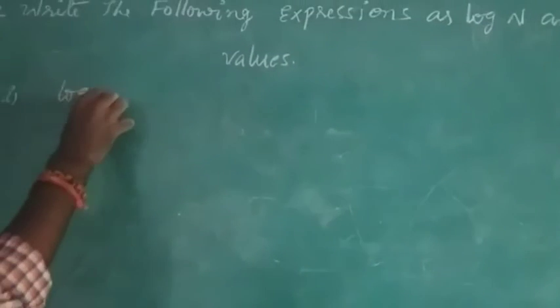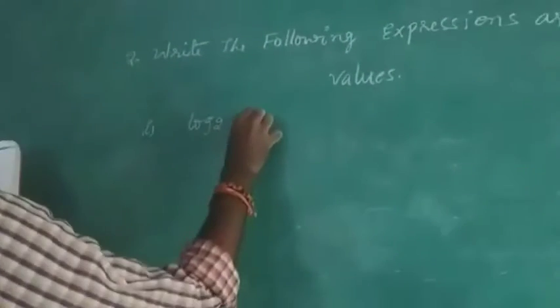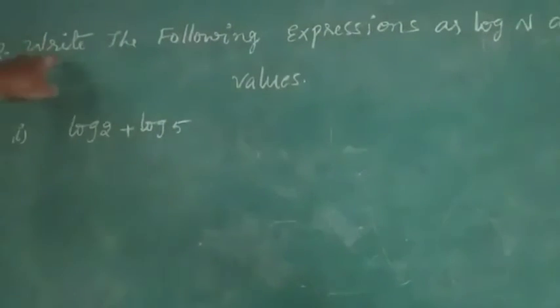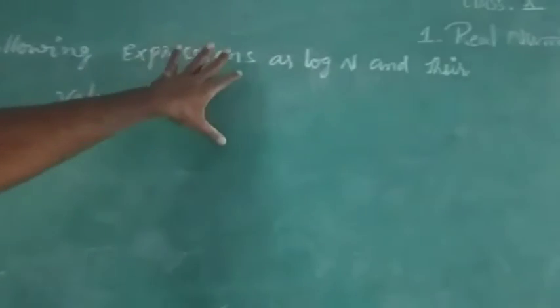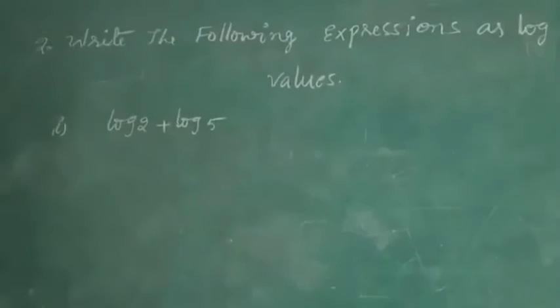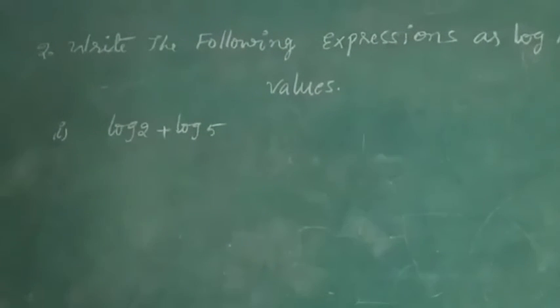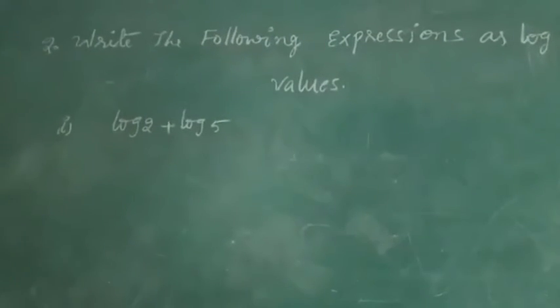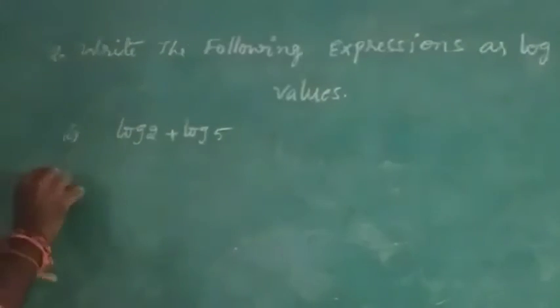First one, what is the first one? Log 2 plus log 5. See what is given: write the following expression as log a. I told you in the beginning of the class about the properties of logarithm. You have to observe with which property.